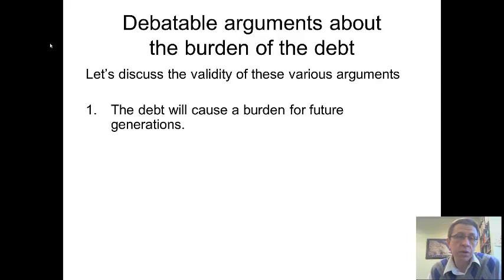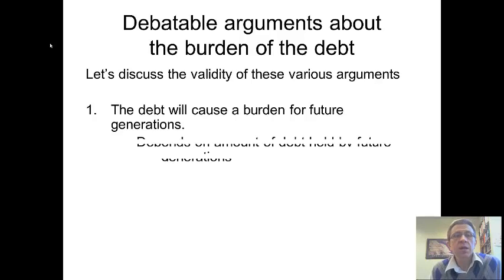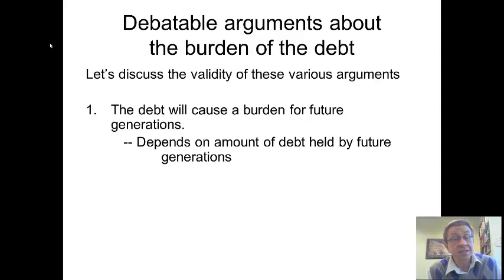First argument we'll look at: the debt will cause a burden for future generations. This one really depends, and in fact, the way that economists teach this one has really changed a bit over time. It really depends on the amount of debt held by future generations within the country. So, what amount of debt is held by U.S. citizens? If all debt is held by U.S. citizens, well, then to pay back the debt, we're paying other people in this country. Well, if that's the case, it's not really going to burden future generations overall. Now, some people will be paying other people, but overall, future generations are not harmed.